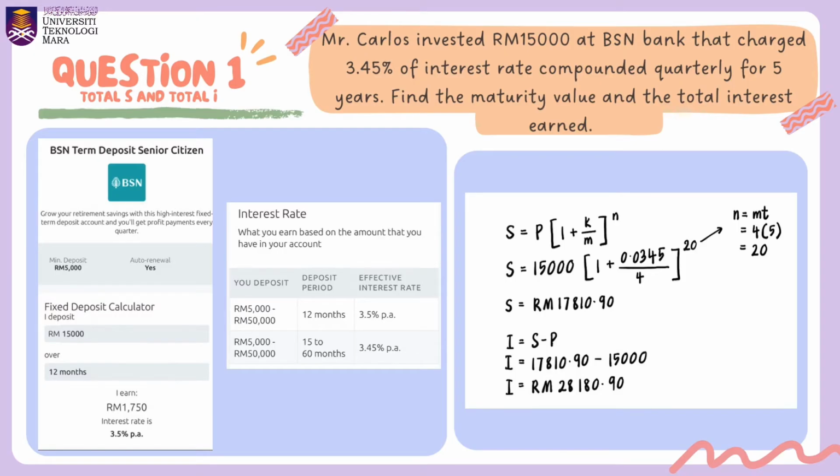I equal to 17,810 and 19 cents minus 15,000. I equal to RM28,180 and 90 cents.